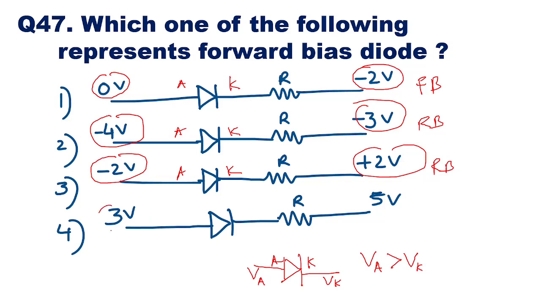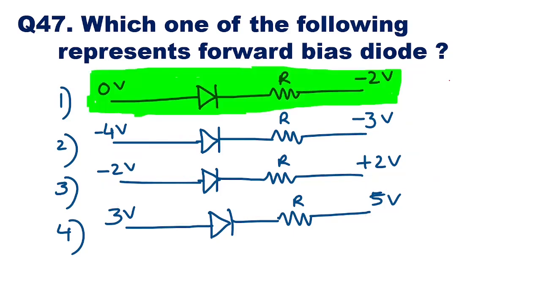If you see the third one, this is 3 volt at the anode and at the cathode it is 5 volt. So again the anode voltage is less than the cathode voltage. This is reverse bias. So the first option is the correct answer, that is forward bias, where the anode voltage is 0 volt and the cathode is minus 2 volt. So option 1 is the right answer. Then we'll go to the next question.